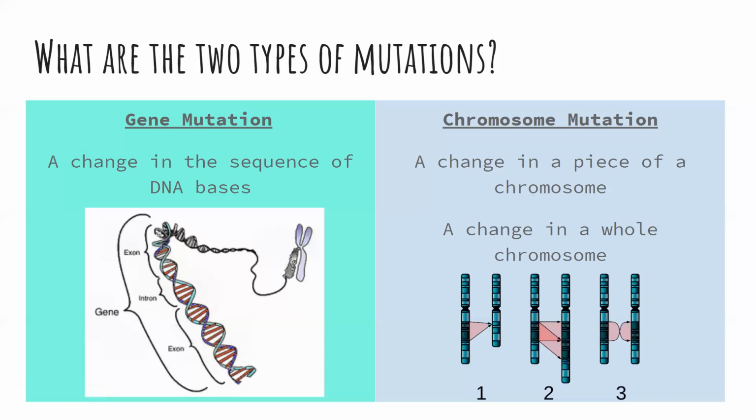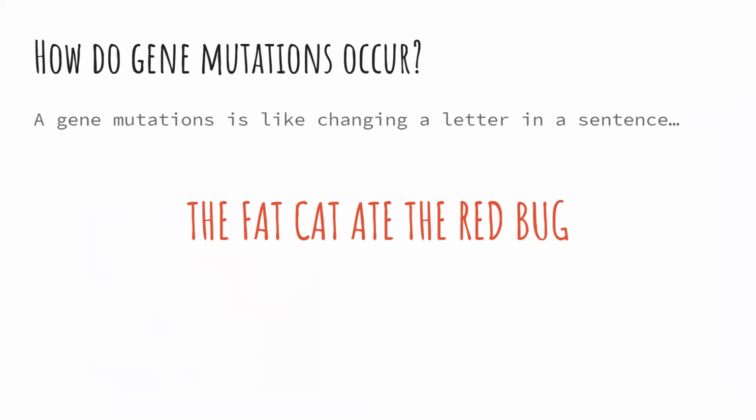Remember, chromosomes are made up of many, many different DNA bases. So if there's a change in a piece of a chromosome or a change in a whole chromosome, a lot of DNA bases are affected. So let's look at gene mutations first. Let's talk about the different kinds of gene mutations.